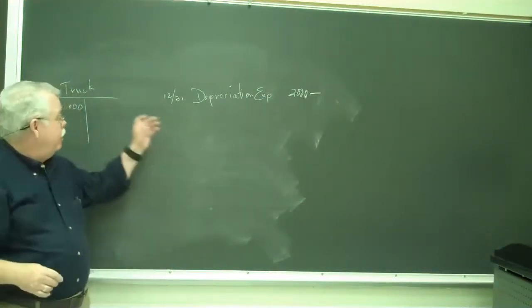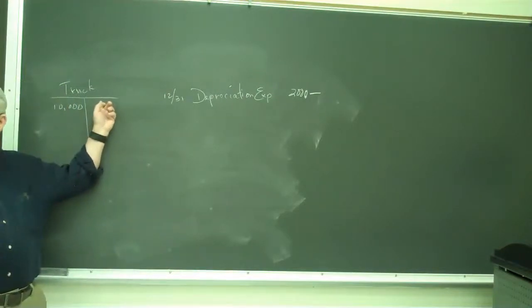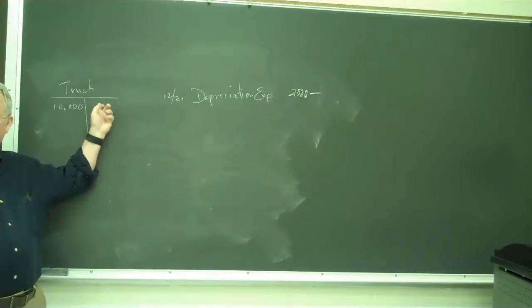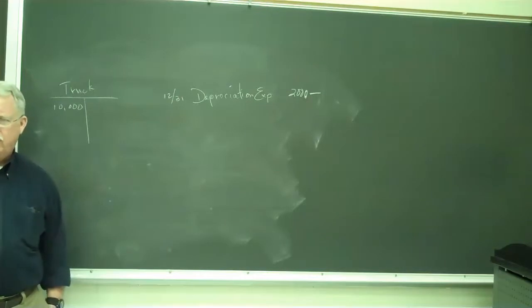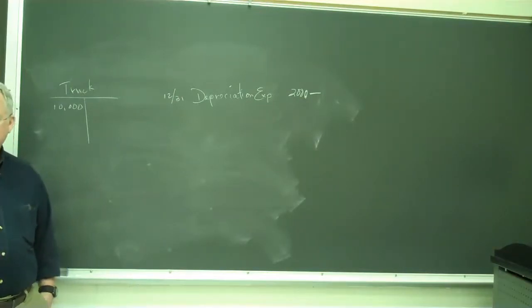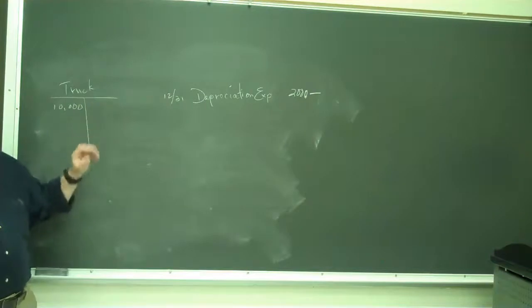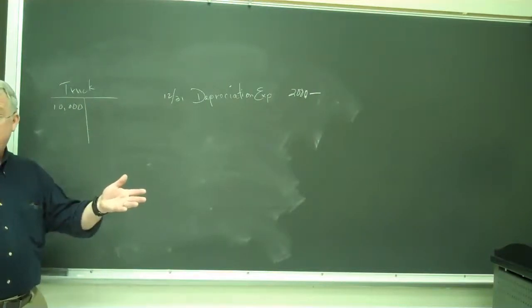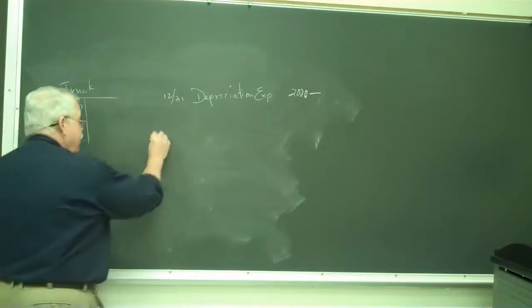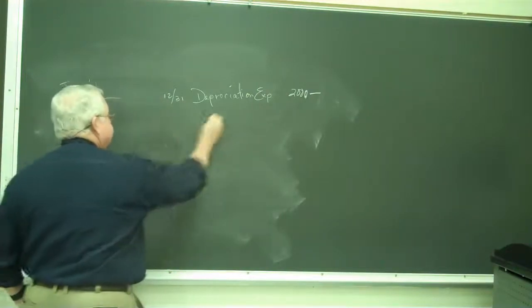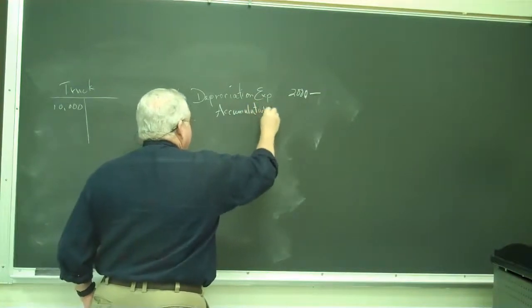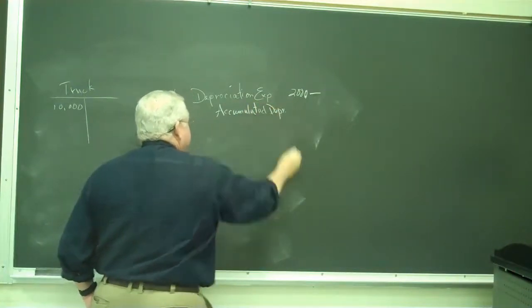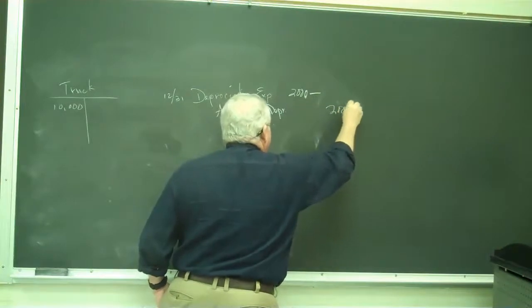And the credit should be a reduction in the truck's value, right? In a sense, you could write, oh, well, credit the truck for $2,000, it's a decrease in its value. But we don't do it that way. We keep a different account right behind the truck account, another contra account. And we call it accumulated depreciation.